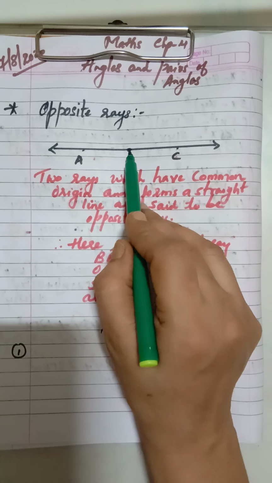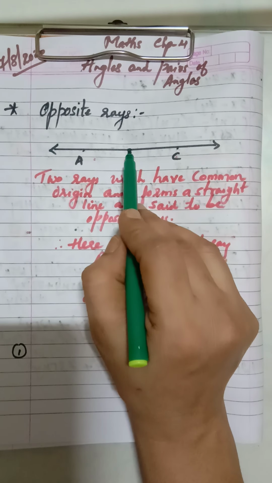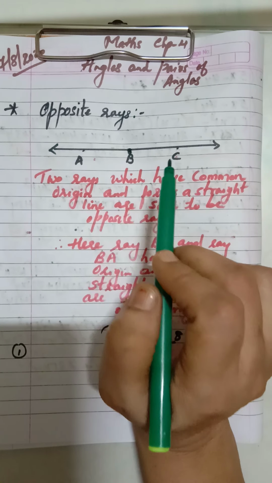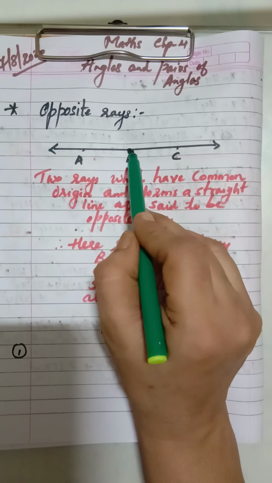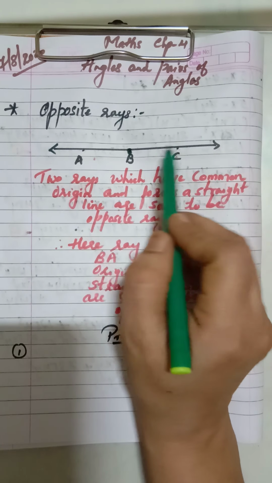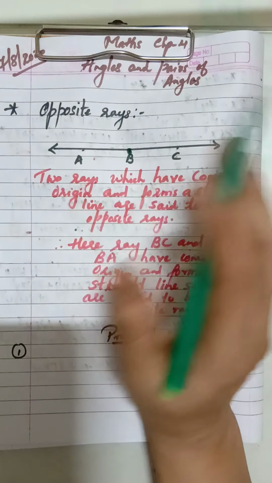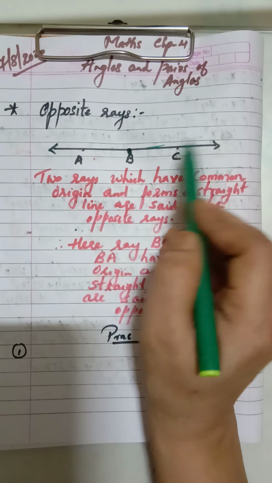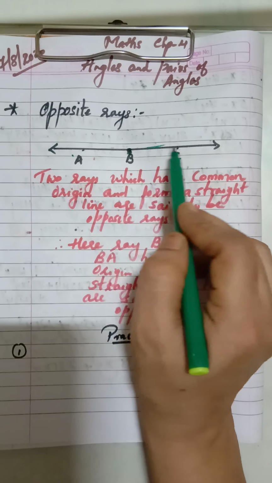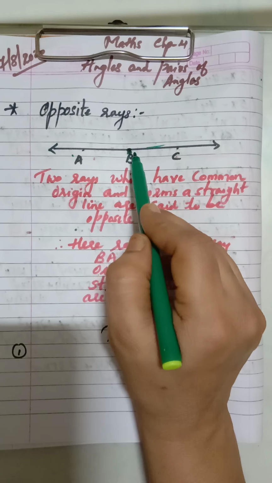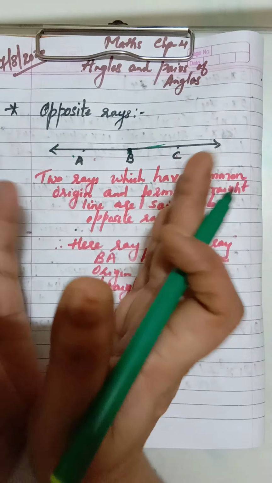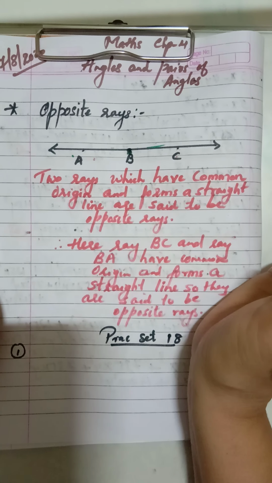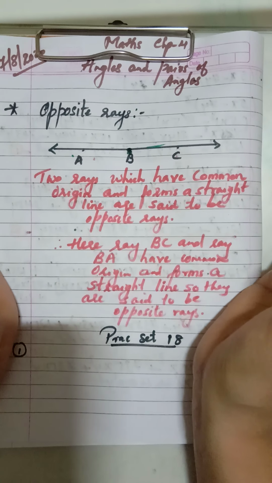In this you can see two rays are there. Here this is a point B, a common point. From here, one ray moves to this side, and the other moves to the other side. Both are moving opposite to each other, right? This is ray BC and ray BA, and both rays are originating from the same common point and moving to the opposite sides. Such rays are said to be opposite rays.